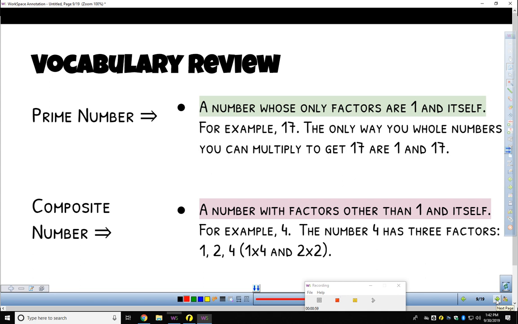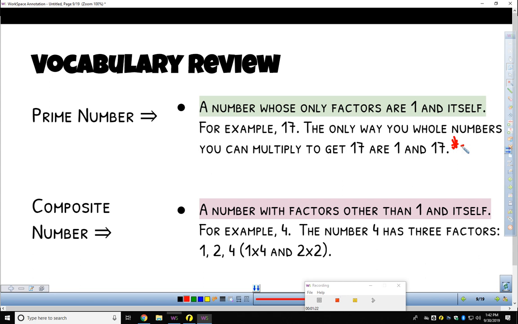There's a typo in there. I don't know what I was thinking here. Essentially what I meant to say was the only way to get 17 with whole numbers is to multiply 1 and 17. Whereas a composite number is a number with factors other than 1 and itself.